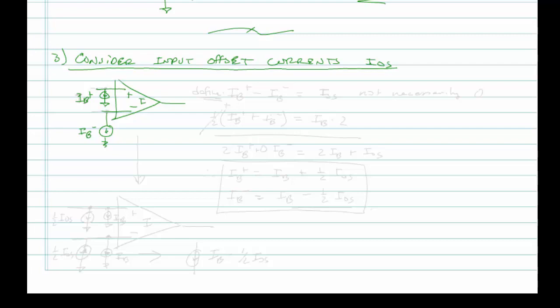We would define IB plus minus IB minus is equal to IOS. Okay, in other words, not necessarily zero, right? In other words, we're no longer going to assume the luxury of having bias currents that are exactly matched. In fact, they won't be, right?